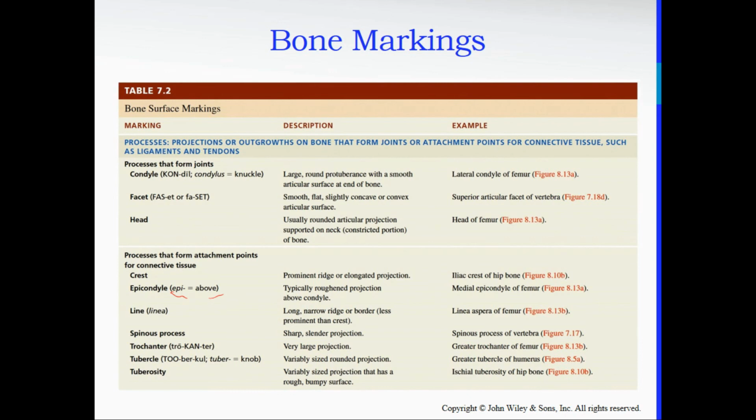We already talked about the epicondyle. A crest is a prominent ridge or elongated projection. A line is a long, narrow ridge or border. A spinous process is a sharp, slender projection. The trochanter, very large projection, again, only on the femur. The tubercle is a variably sized rounded projection. And a tuberosity is a variably sized projection that has a rough, bumpy surface.